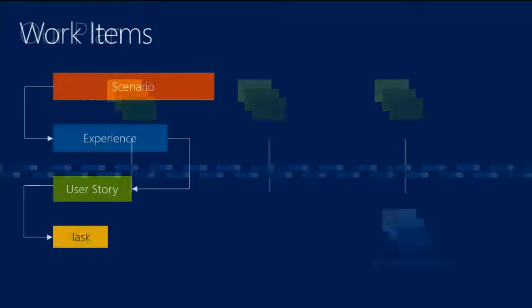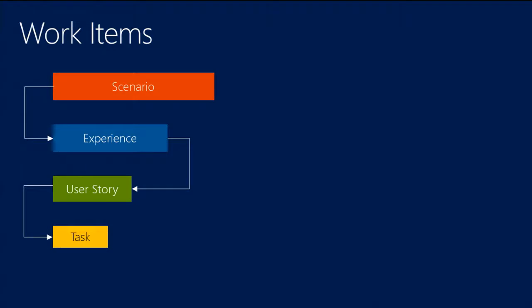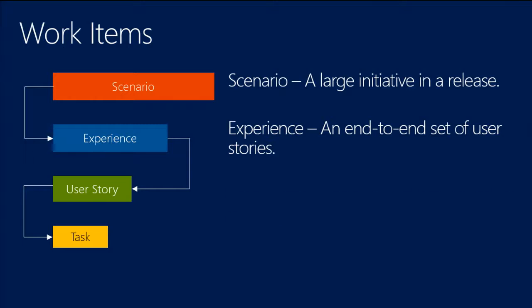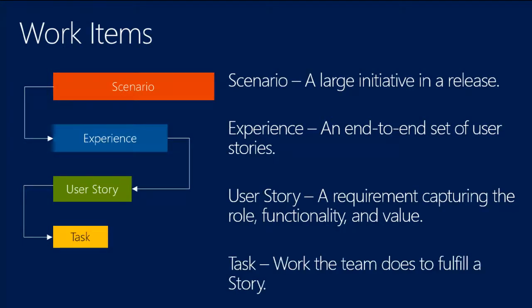Now, I'm going to show you some of the mechanics of that. When you think about the work items that we use, we have 4 big work items. Scenarios, experiences, user stories, and tasks. Scenarios are large initiatives in a release. Experiences are end-to-end set of user stories. You know what a user story is, and you know what a task is. I think in this release, in Visual Studio 2013, I think across the entire developer division, we've got something like 20 scenarios. So it gives you an idea of scale.